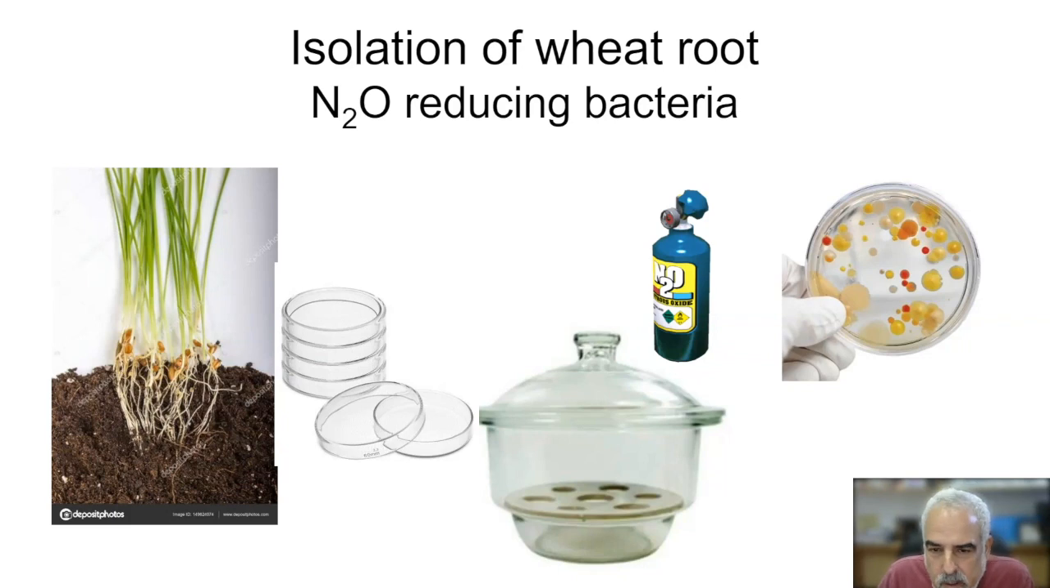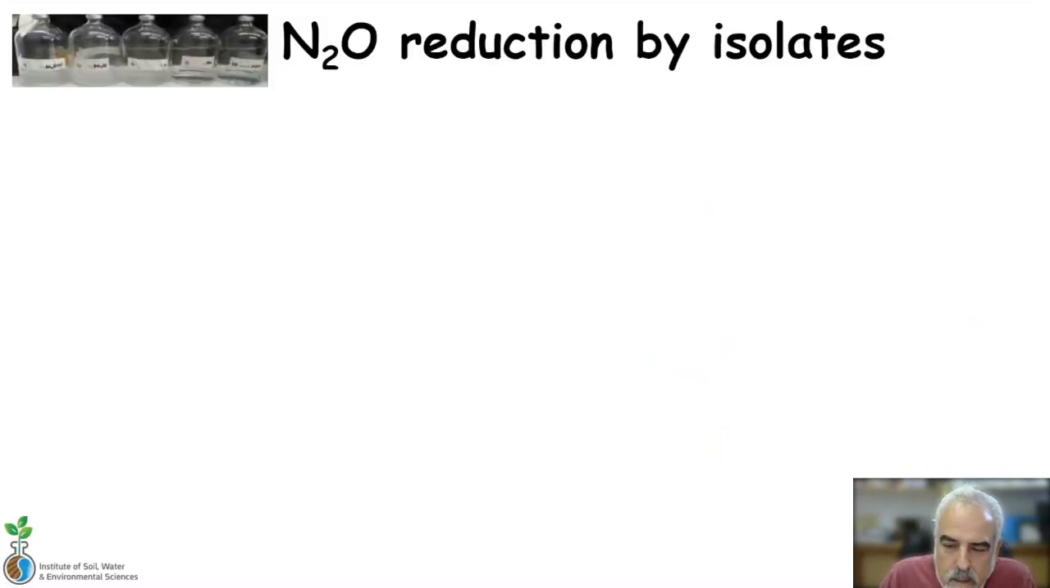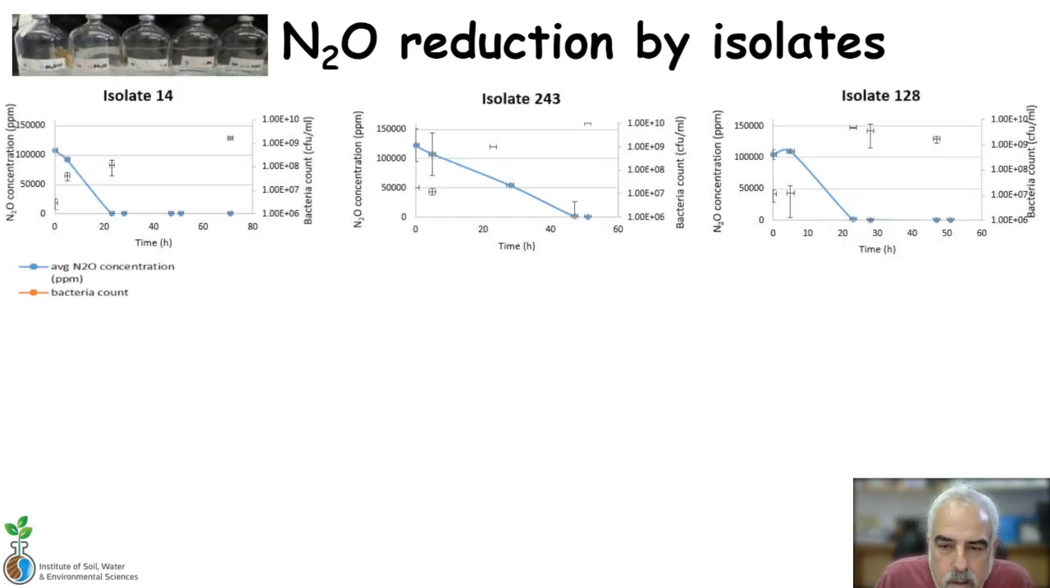It looks very simple in this figure, and in matter of fact, it's even simpler than you can think. It's very straightforward. Every microbiologist can do it in any lab, basically. So Ala isolated a few. I'll show you 3 organisms that she studied: isolate 14, 243, and 128.